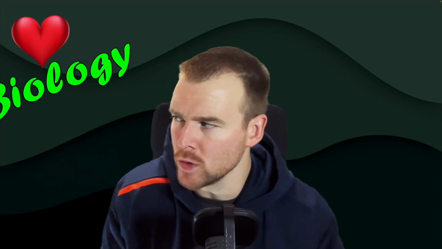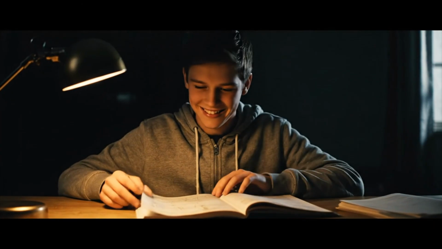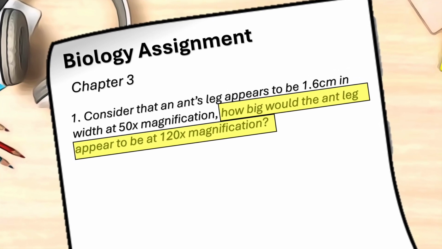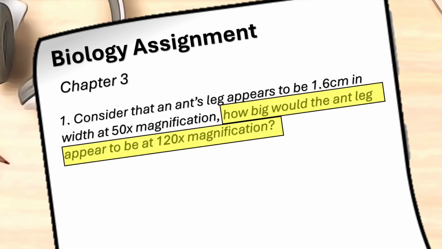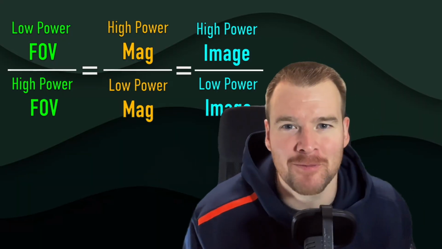Let's say that you love biology, but you don't really like math. As you're reading through your bio assignment, it looks like a math question. The question asks, how big would the ant leg appear to be at 120 times magnification? And you're thinking, what is math doing in here? But don't worry, these questions are actually not that complicated, and I'm going to show you how to calculate size of the image and field of view with this equation right here. So let's get into that right now.